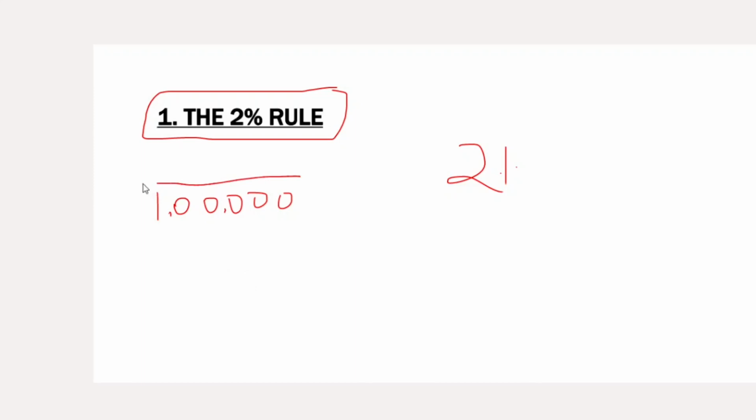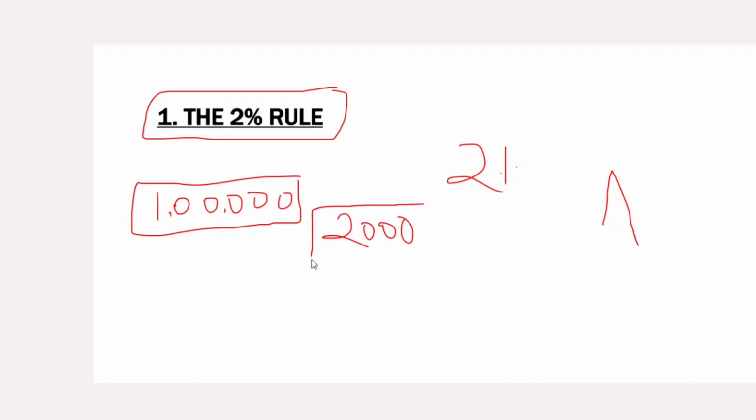If you have 1 lakh rupees, then your concept should be that you should lose only 2% for a day. If the market reverses from your prediction, if the market goes in the opposite direction, then you should lose only 2% for that day. That means out of 1 lakh rupees, you are ready to lose 2000 rupees, and if the market goes in your favor, then you should make 4000 rupees.